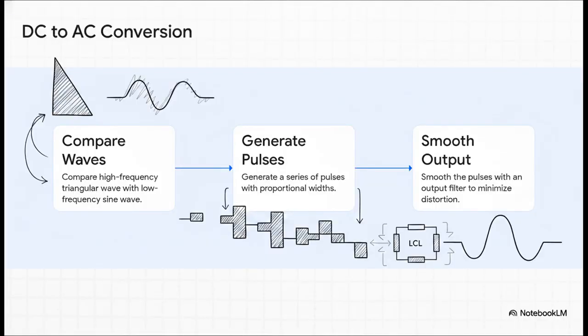It literally chops up that flat, continuous DC line. First, the internal controller compares a high-frequency triangular carrier wave against a mathematically perfect low-frequency sine wave. By doing this comparison, it generates a rapid series of electrical pulses whose widths perfectly mimic the shape of the desired AC wave. Finally, it pushes these harsh, choppy pulses through an output filter, which is basically an electrical sponge, and that smooths it all out into a beautiful, high-quality AC sine wave with minimal harmonic distortion.